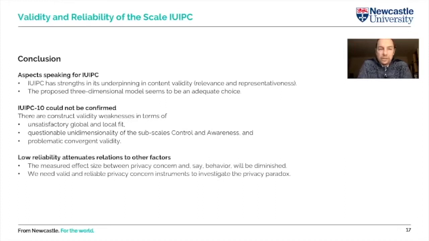Now, it's especially important to consider the impact of low reliability on the attenuation of relations to other factors. That means that the measured effect size between privacy concern and other factors such as behavior will be diminished. Hence, if we're investigating the privacy paradox, the attitude-behavior dichotomy, we might not see effects that are actually there because of this attenuation. That means if we really want to investigate the privacy paradox properly, we need to have valid and reliable privacy concern scales to investigate this.